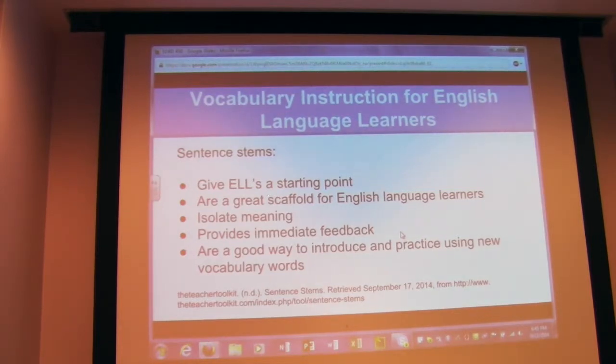Instead of requiring students to start from scratch to create context, meaning, and syntax simultaneously in one sentence, sentence stems serve to isolate meaning. Sentence stems are an accurate assessment tool that provides immediate feedback. Also, sentence stems are a good way to introduce and practice using new vocabulary words.